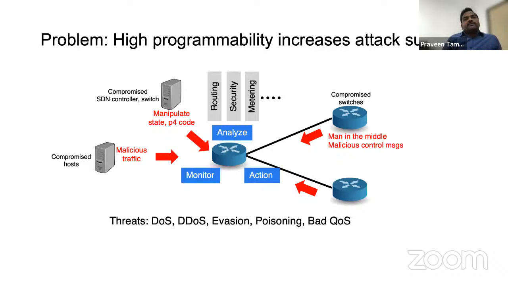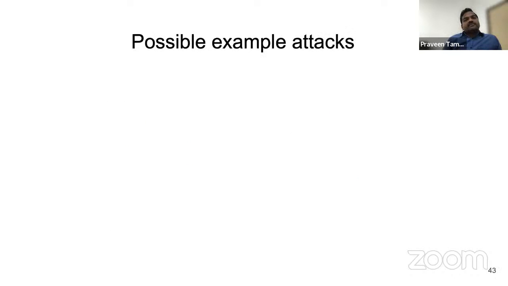And eventually, potential threats could be denial of service, or evasion from being detected, or poisoning the network statistics that you collect, or bad QoS by sending traffic to an overloaded path. So to be more specific and motivate further, here are some possible example attacks.